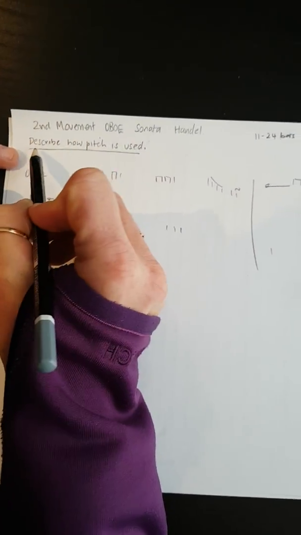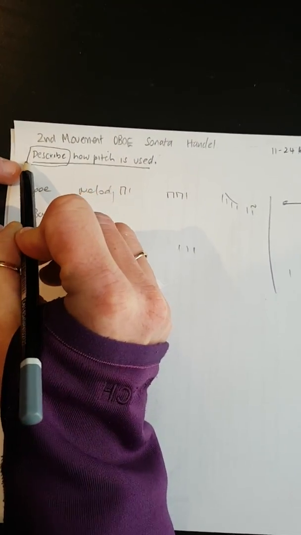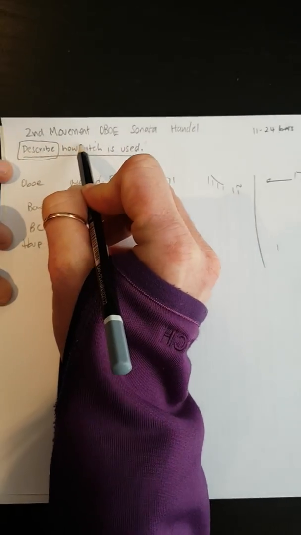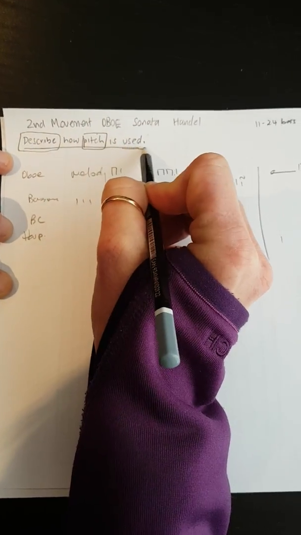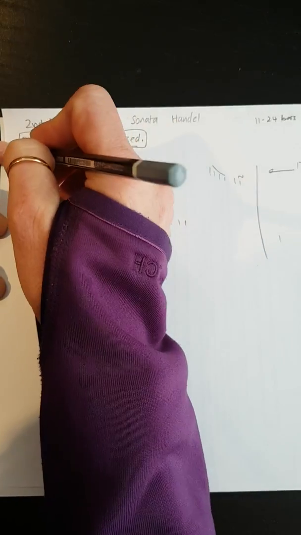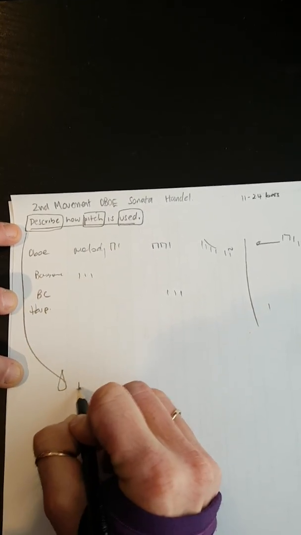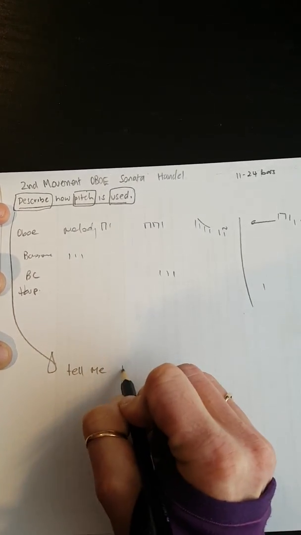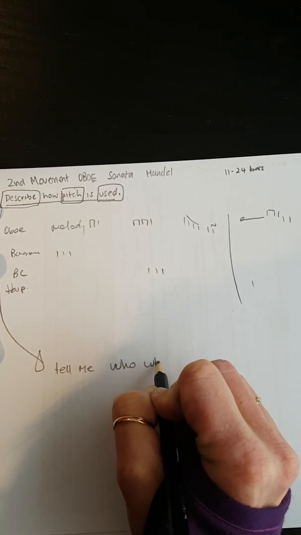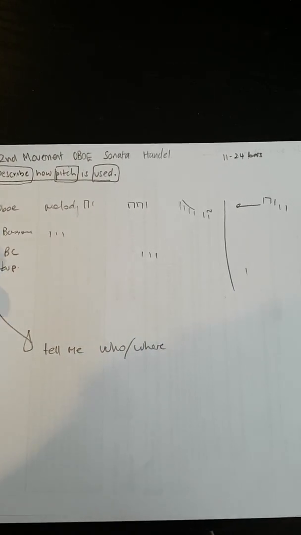Now the question here says describe. It also says you to describe how pitch is used. They're the three big guns. So if we're looking at description, you need to tell me who is playing where. That's what you need to tell me.